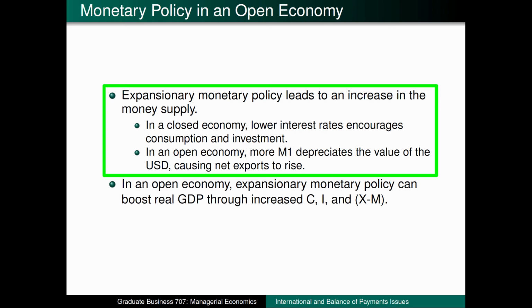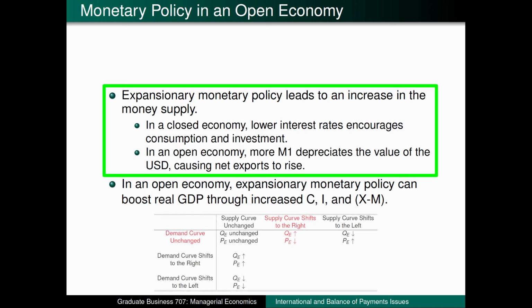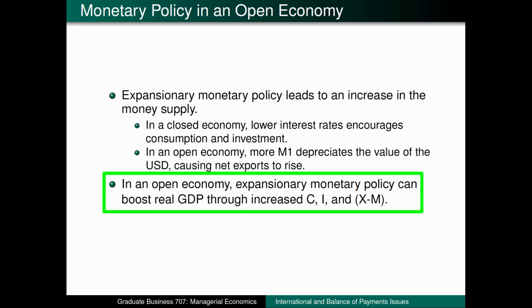just like the price of diamonds would decrease if De Beers flooded the market with its secret inventory of diamonds. Remember, an increase in supply is associated with a shift in the supply curve to the right, leading to a lower equilibrium price if demand is unchanged. The punchline here is that expansionary monetary policy boosts GDP by increasing household consumption, business investment, and net exports.